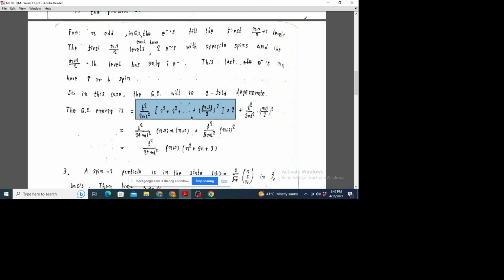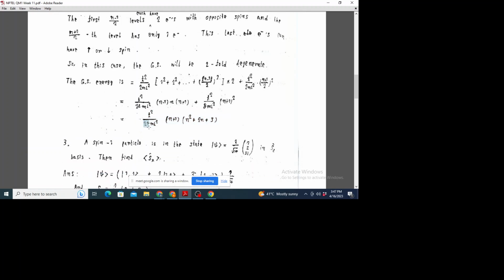So remember, up to the (n minus 1) by 2 level there are 2 electrons in each, and in the level (n plus 1) by 2 there is only 1 electron. So just sum these two pieces up and you will get the final answer as this. So this is the final answer for the odd n case. Please notice this is 24. This 4 is not quite clear. It looks like a plus sign, but it is actually 24. Okay, so this is the answer for the odd n case. If you have any questions, please ask.